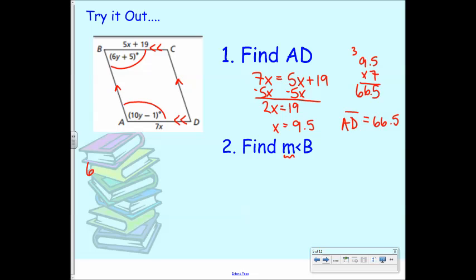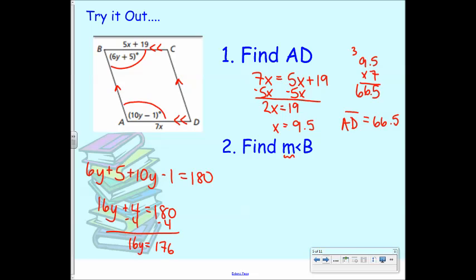So I can set up this equation: 6y plus 5 plus 10y minus 1 equals 180, because consecutive angles in a parallelogram are supplementary, so they add up to 180. I combine like terms, and I get 16y plus 4 equals 180. I subtract 4, and I get 176 equals 16y. And then I divide by 16, and double check me on your calculators, but I believe it is y equals 11.